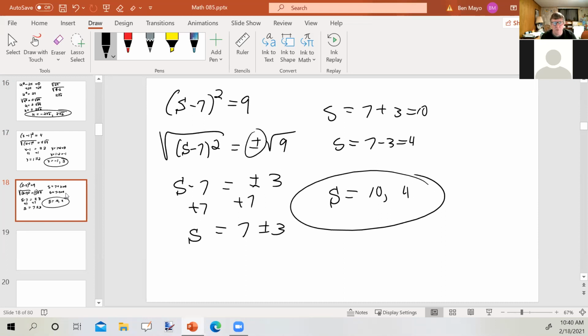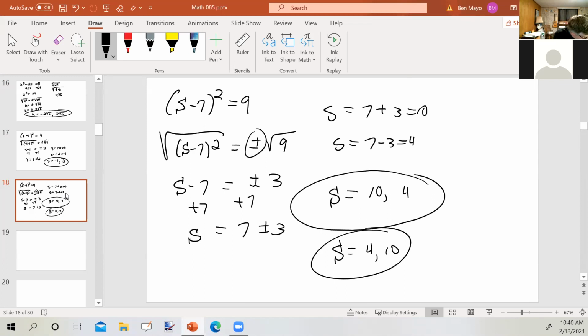Sometimes it will tell you to write the smallest answer first, in which case you'd write 4, comma 10. It doesn't always ask that, but just be sure to read the questions in WebAssign carefully, because I've had people miss questions on a test. They had the right answers, but they didn't put them in the right order because it said to put the smallest one first or something, and they didn't do that. So just be careful with the directions.